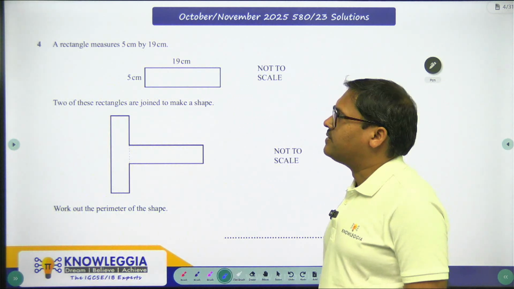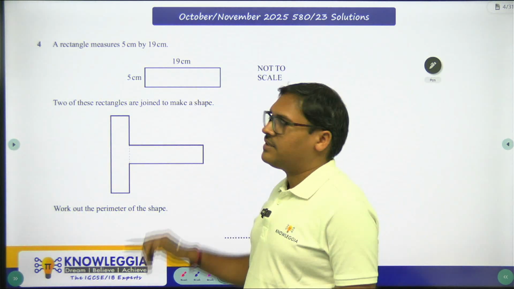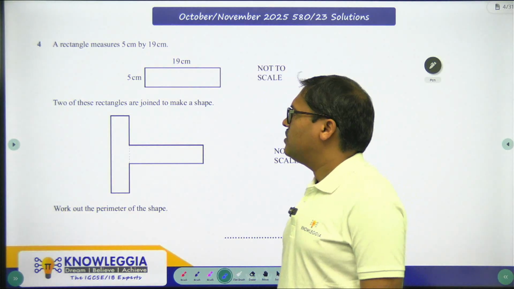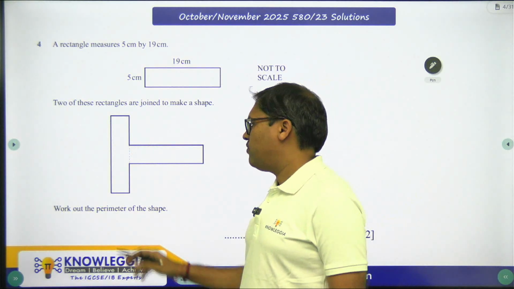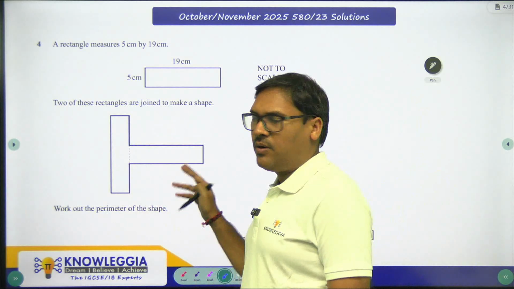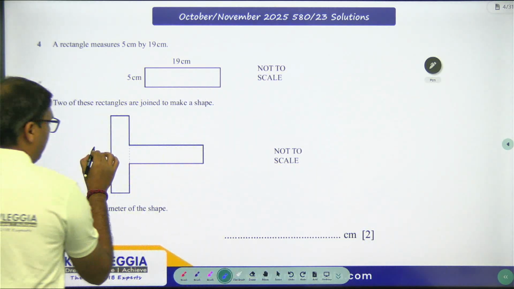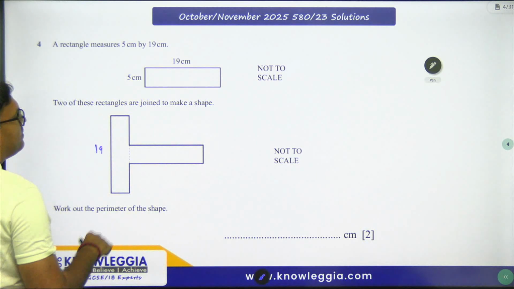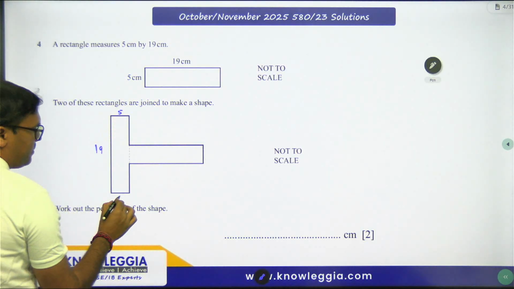Okay. Now the next question. A rectangle measures 5 by 19 centimeters. Two rectangles are joined to make the shape. We have to find the perimeter of the shape. So what is the perimeter? The length of all the boundaries. Okay. So this is 19, right? This is 5, and this is 3.